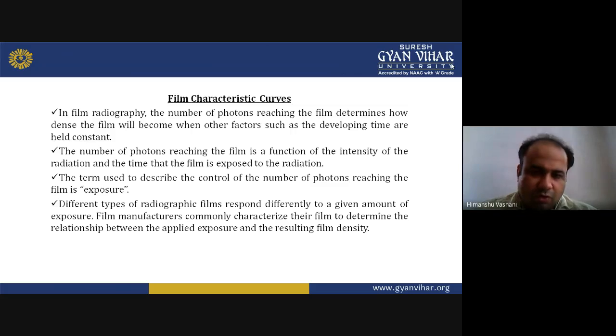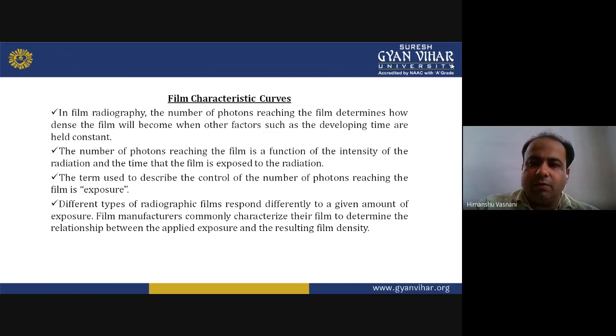Different types of radiographic films respond differently to a given amount of exposure. Film manufacturers commonly characterize their film to determine the relationship between applied exposure and resulting film density. So we have options available with us. We can control the number of photons reaching the film.